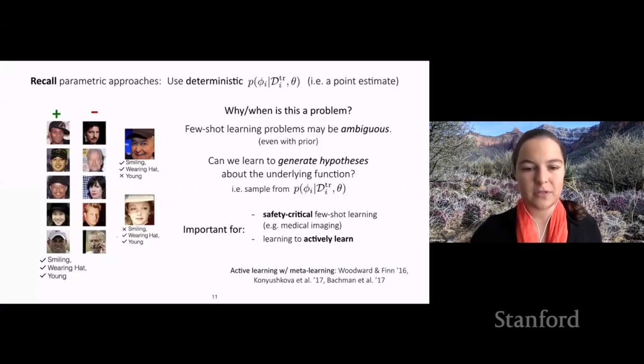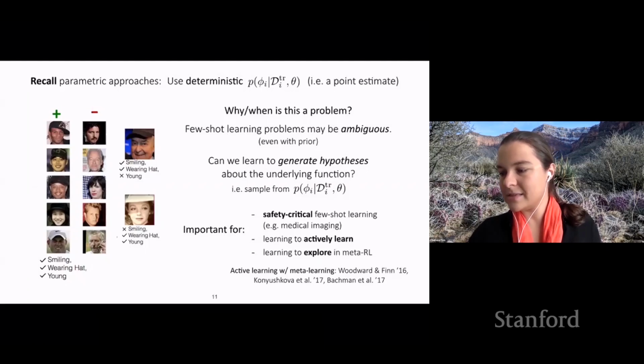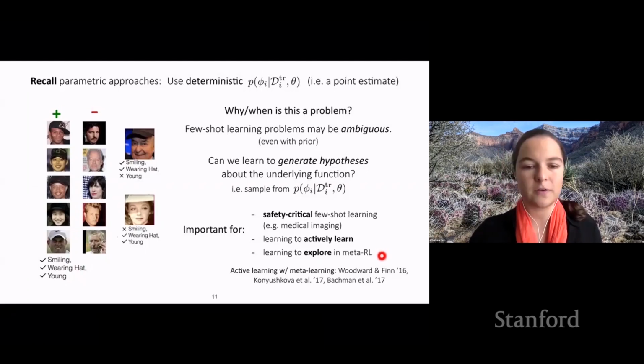It's worth mentioning that there's actually a fair amount of work on active learning with meta-learning. We won't go into it during the lectures in this course, but if you're interested in learning more, there are a couple of references on the slide. And lastly, this is also pretty helpful and important for learning to explore in meta reinforcement learning. We'll talk about this a bit more in, I think, a week and a half or 2 weeks.